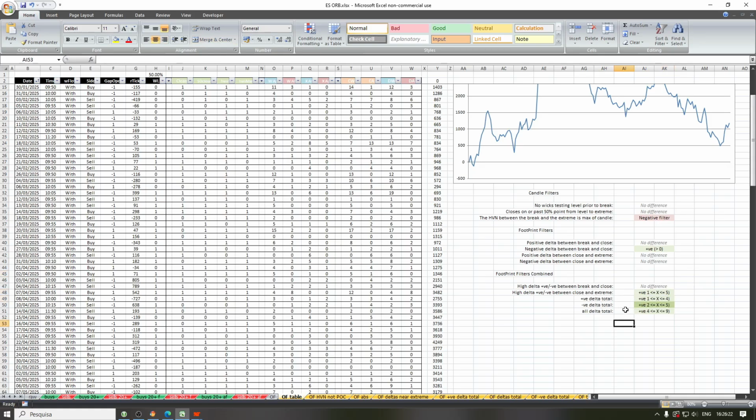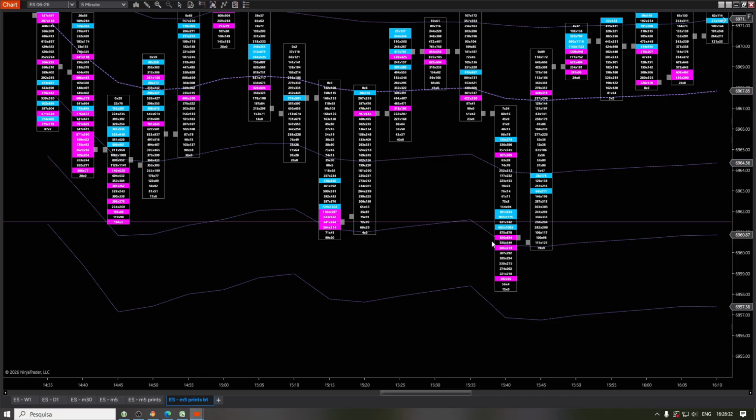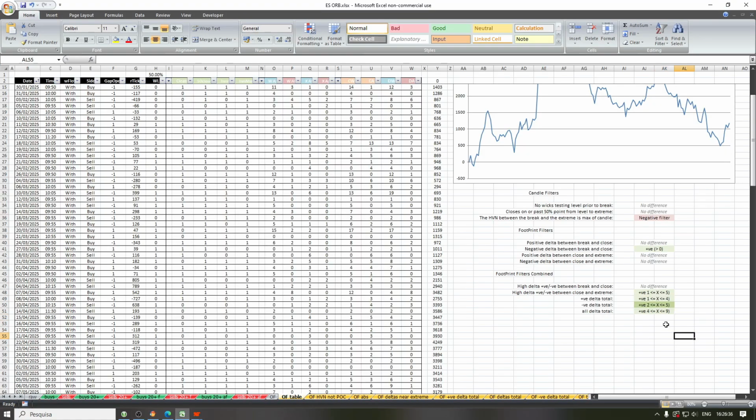Positive delta total, same thing, all delta total. So just anything that you see between the break and the extreme, just any of these, like the more the better, basically. Well, not the more the better. You can see it works best between 4 and 9.